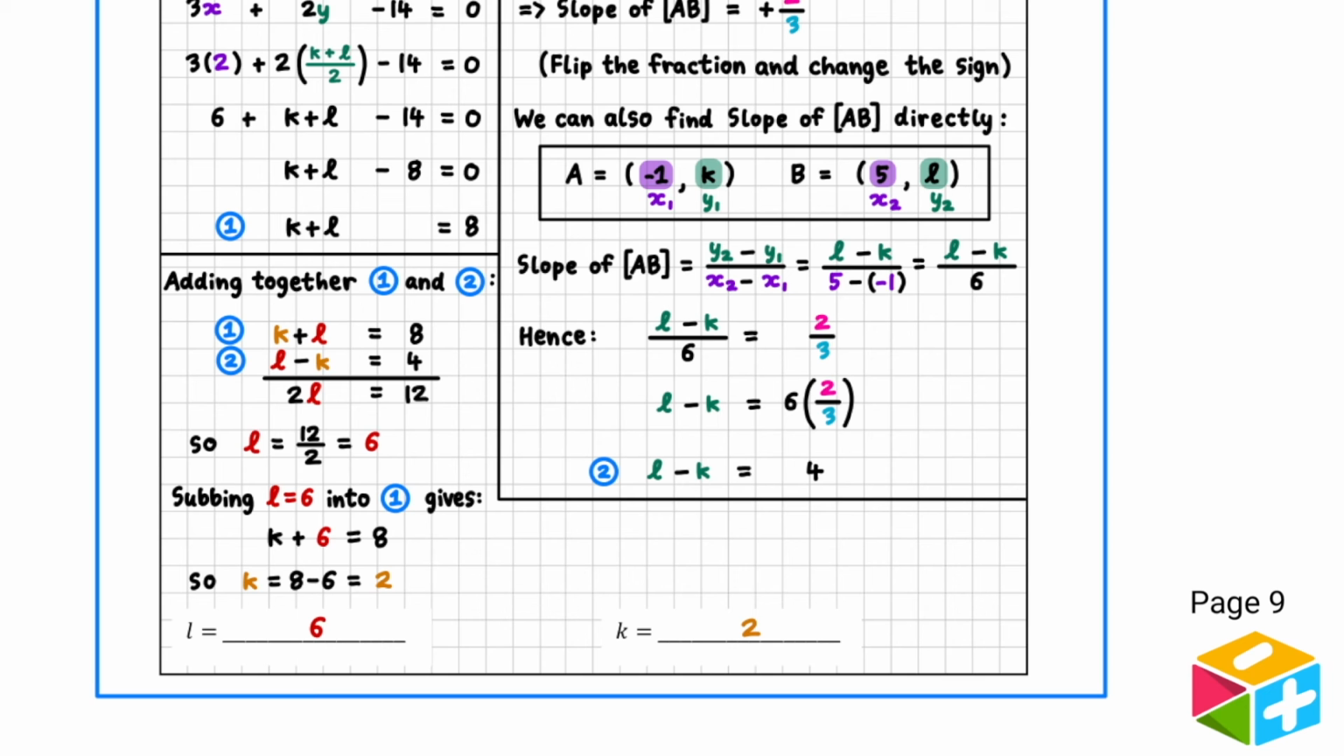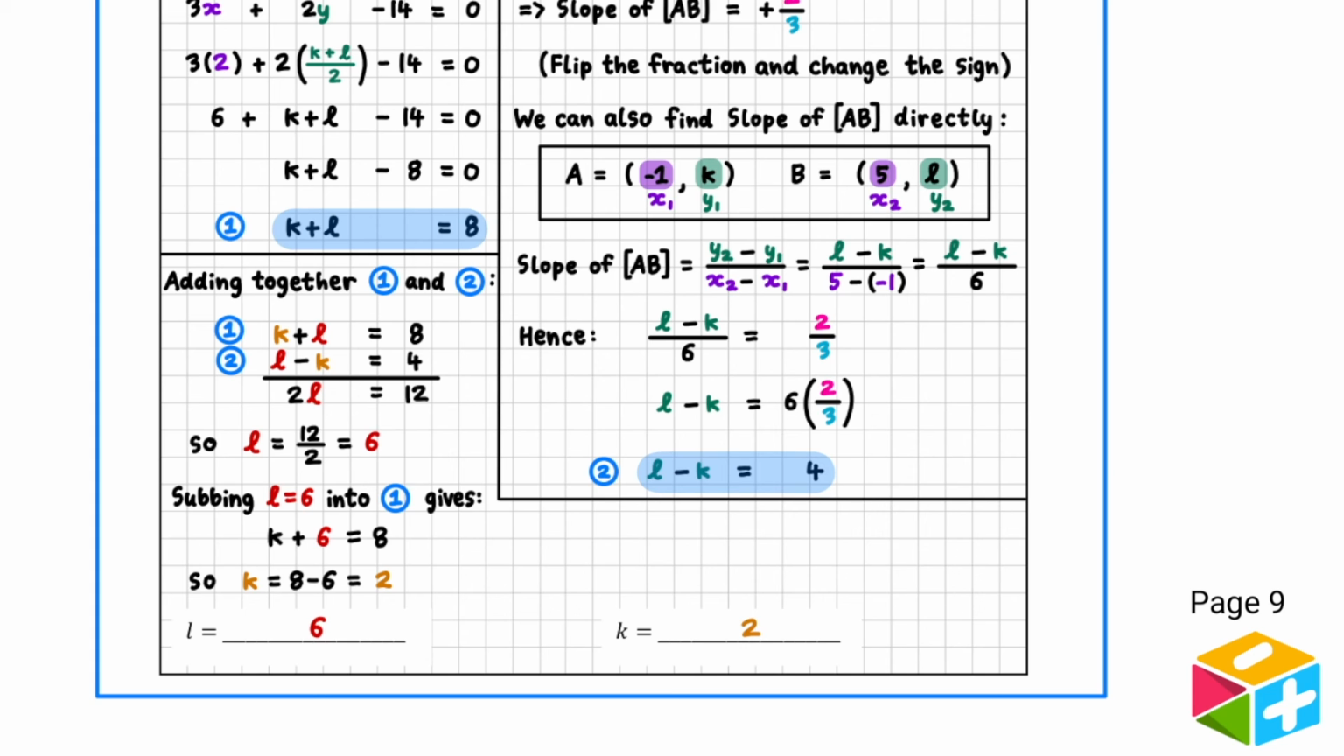This equation can be simplified a bit by multiplying both sides by 6. 6 times 2 over 3 is 4, so we end up with L minus k is equal to 4. I'll label this as equation 2. So, we found two equations in k and L. K plus L is equal to 8, and L minus k is equal to 4.